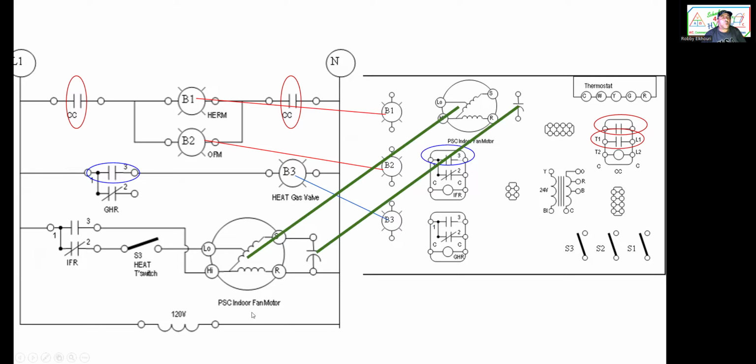Now, the motor is more complicated. I'll cover motor in detail when I do motor class. But as you can see, the motor has high, low, run and start. I'll cover it in detail when we do motor class. Then the last thing is the heating switch.